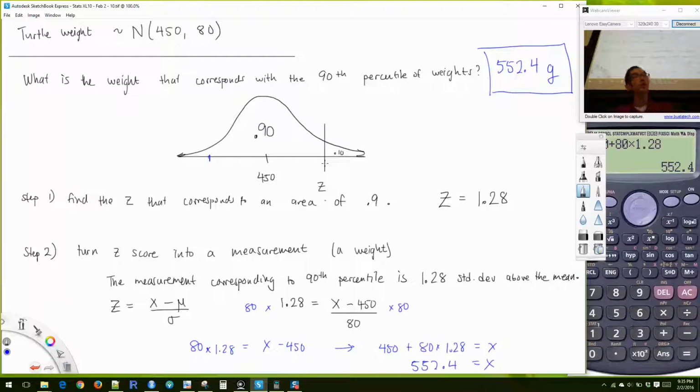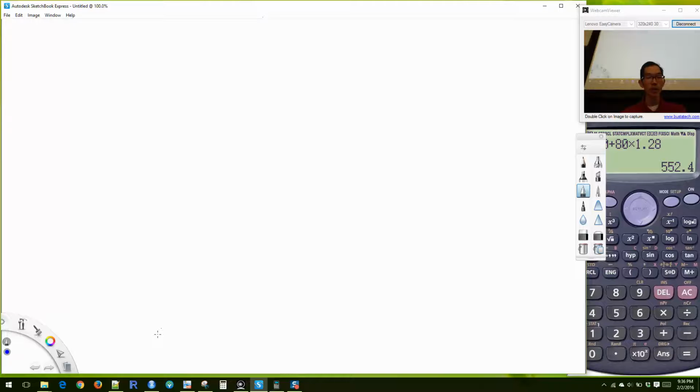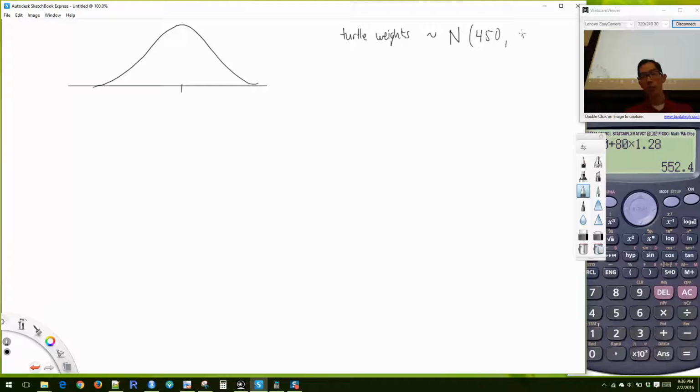So, do we have to draw a picture? No. Is drawing a picture helpful? I think so, okay? All right, there is one more type of problem that shows up like this, and this is probably the trickiest of these, and I'm just going to show you how it works. So let's say you've got a question like this. We'll still do turtle weights just so we can keep everything together. So we'll say turtle weights, normal model, mean of 450, standard deviation of 80.